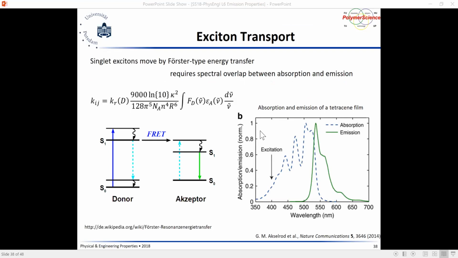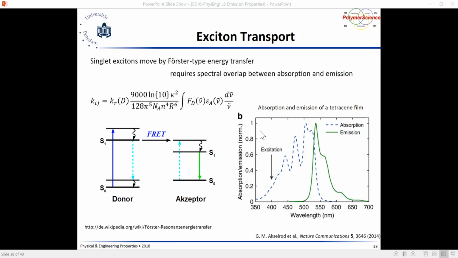And so far, we've been talking about intermolecular transfer, but something else we can talk about is that when we have a large molecule, we can also possess two chromophores. So in that case, we can transfer energy through intramolecular energy transfer.